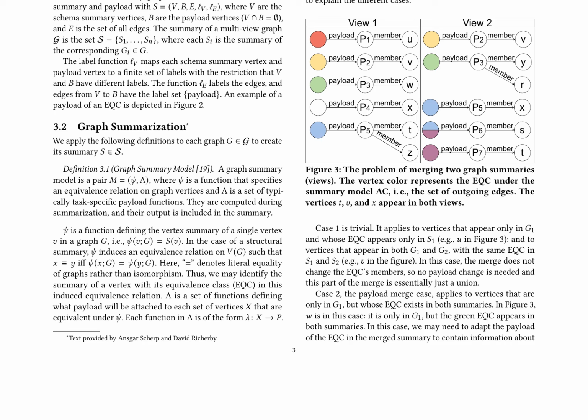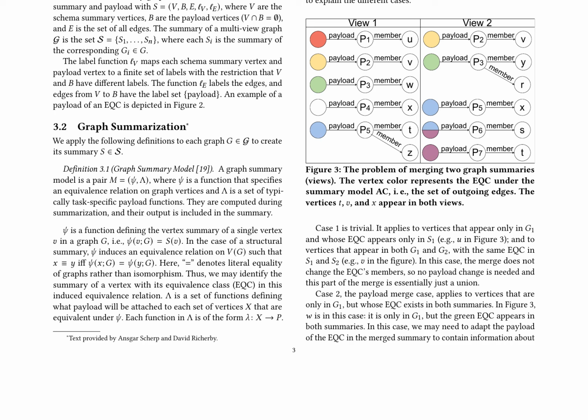The authors introduce the concept of graph summarization, which involves applying a graph summary model to each graph Gi ∈ 𝒢 to create its summary Si ∈ 𝒮. A graph summary model is a pair M = (ψ, Λ), where ψ is a function that specifies an equivalence relation on graph vertices, and Λ is a set of task-specific payload functions.